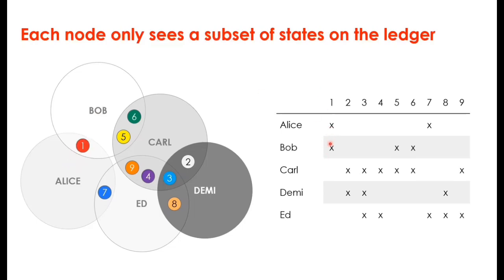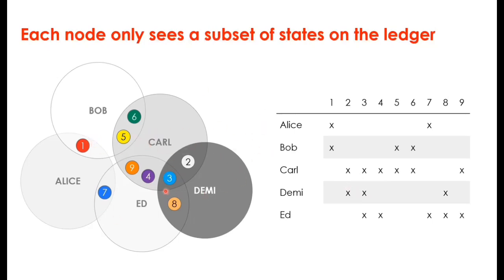And if you take a look over here at this matrix, you can see Alice and Bob know about fact number 1. That is an entry on the Corda ledger. Entry number 2 is only known by Carl and Demi, and we can see that in the matrix as well. So 1 and 2 are entries to the Corda ledger.